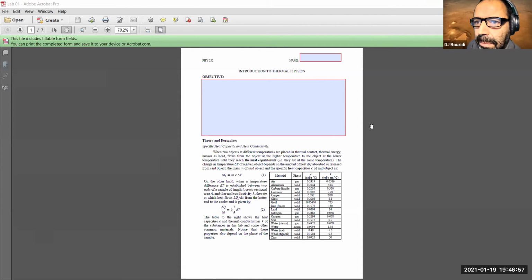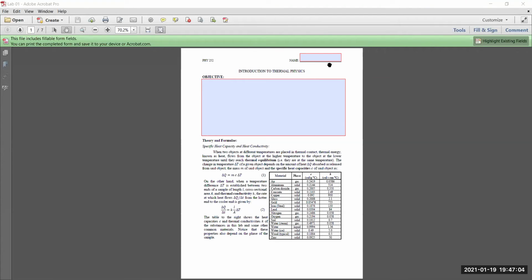Are you guys looking at a PDF file that says lab 01 on the top? Okay. So when you see a field in red like this one, that is a required field. So I have to put my name in there. Okay.